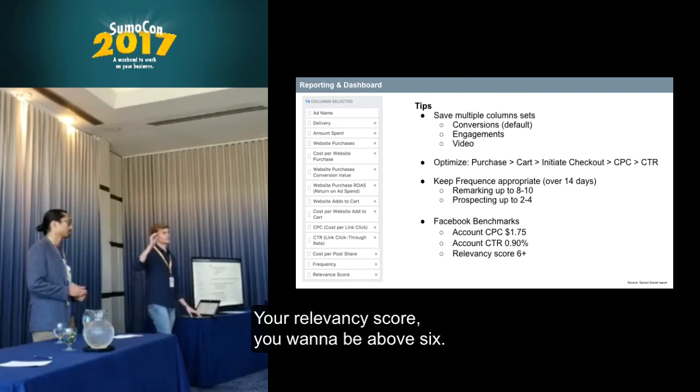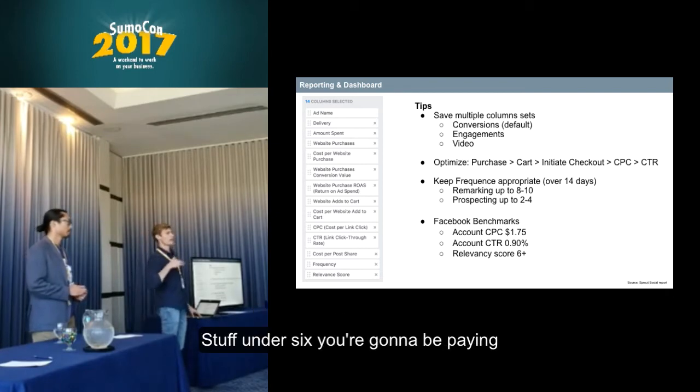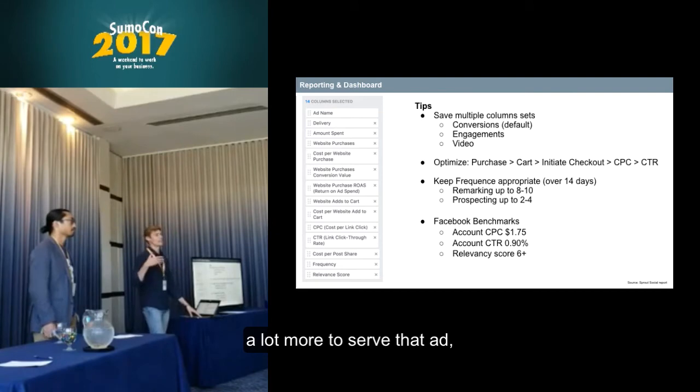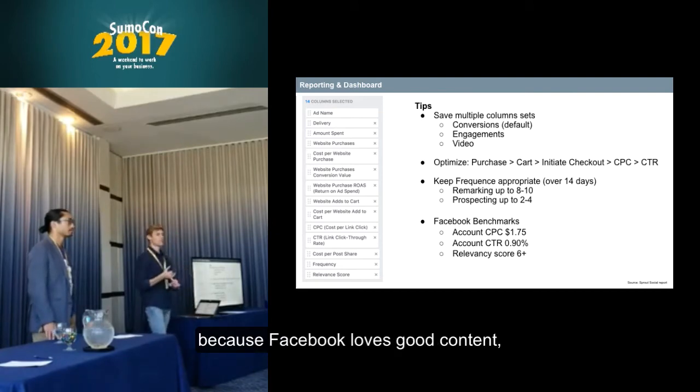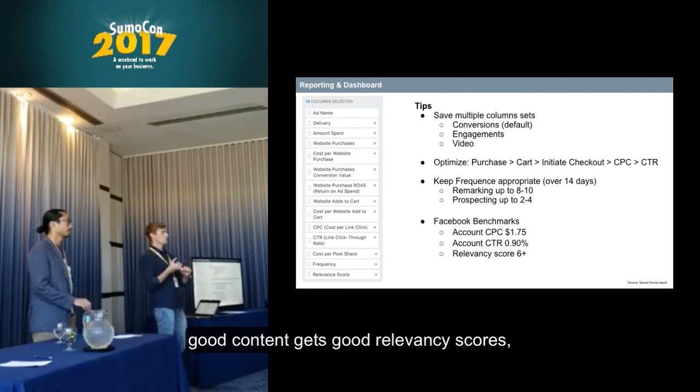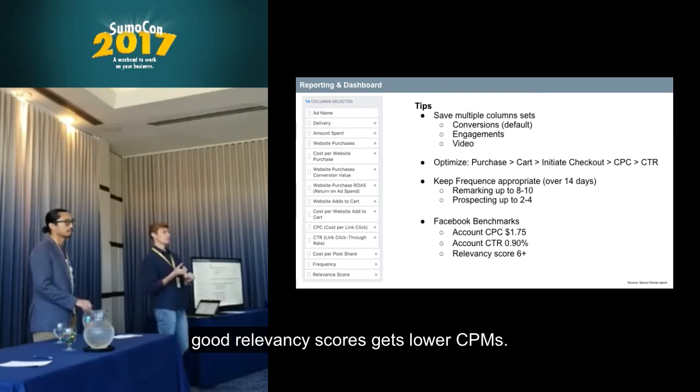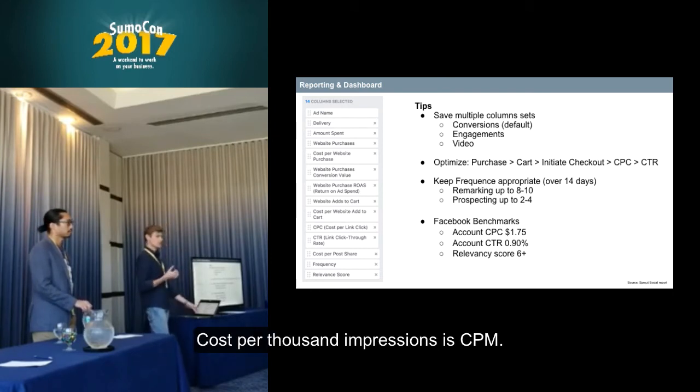Relevancy score, you want to be above 6. Stuff under 6, you're going to be paying a lot more to serve that ad, because Facebook loves good content. Good content gets good relevancy scores. Good relevancy scores get lower CPMs, cost per 1,000 impressions.